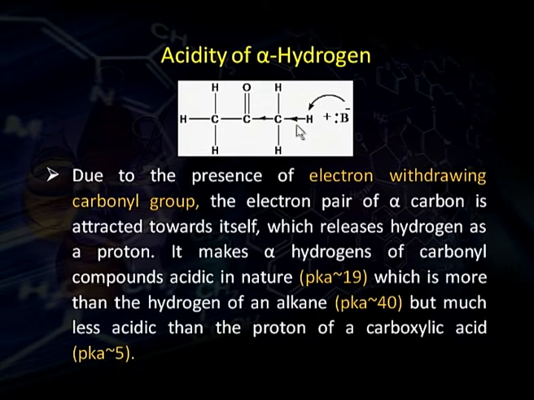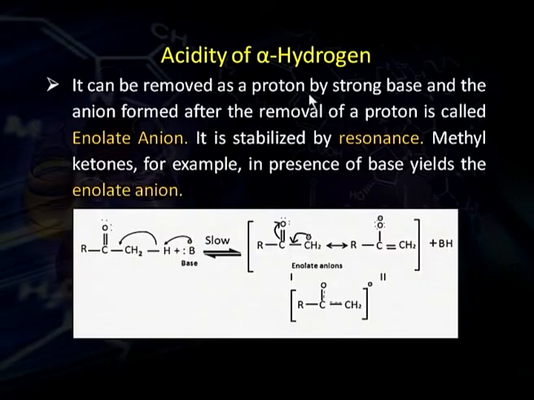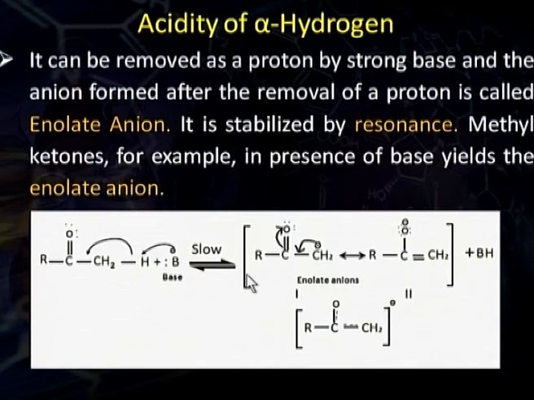Now, in the case of alpha hydrogen, the pKa value is 19. But when a similar bond is present in an alkane, its pKa value is 40, much less acidic. It is also much less acidic than the protons of carboxylic acid. It can be removed as a proton by a strong base, and the anion formed after the removal of the proton is called the enolate anion. It is stabilized by resonance.